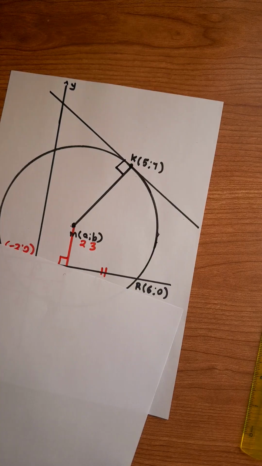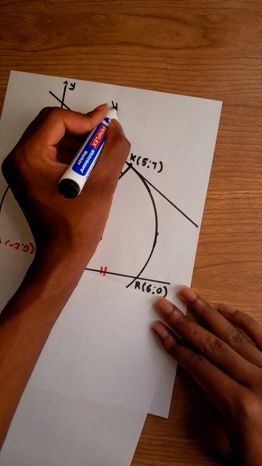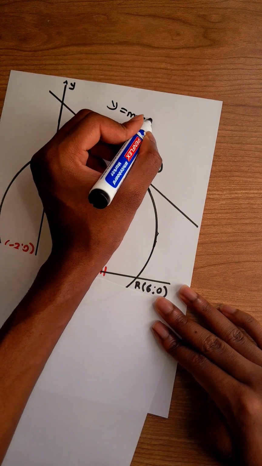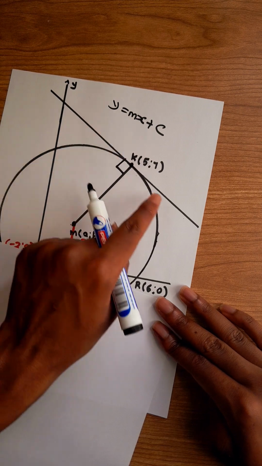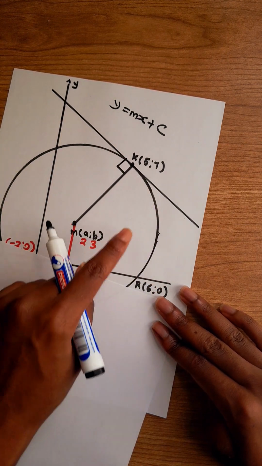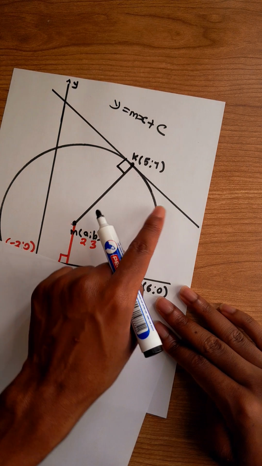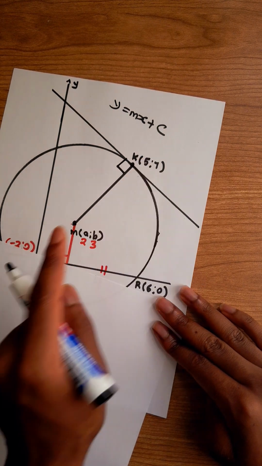So it means we need to find it in terms of y equals mx plus c. We do have a point, but we don't know the gradient. How do we find the gradient of this line? You don't necessarily have to look at the gradient of this line. You can find the gradient of KM.